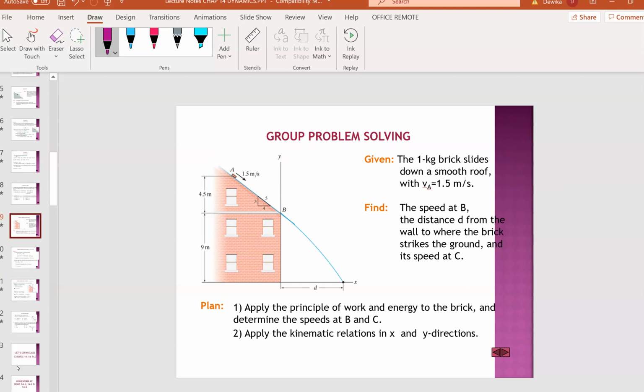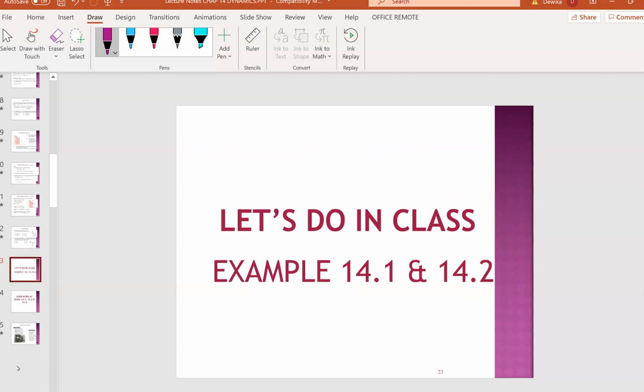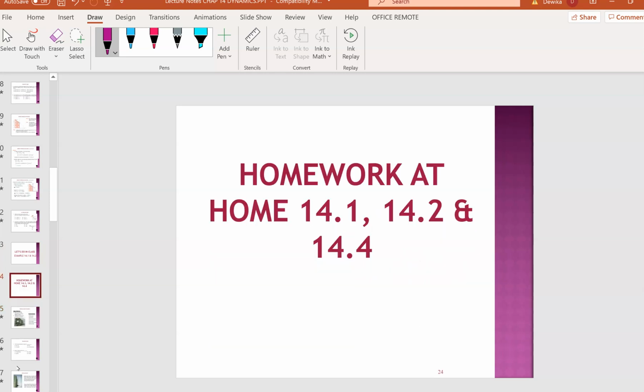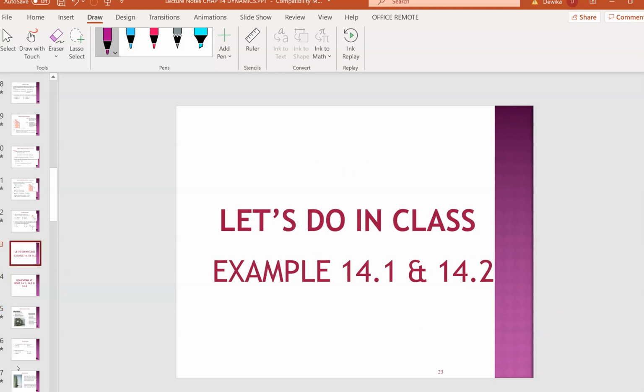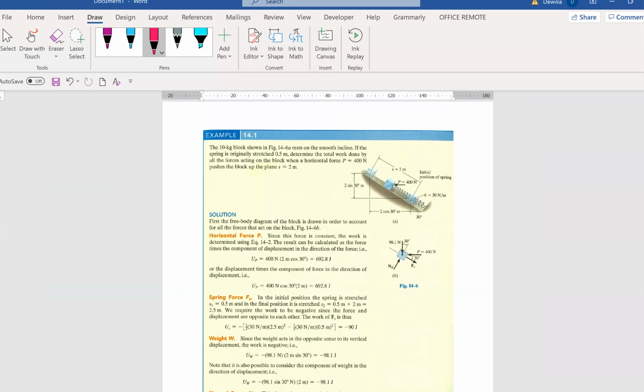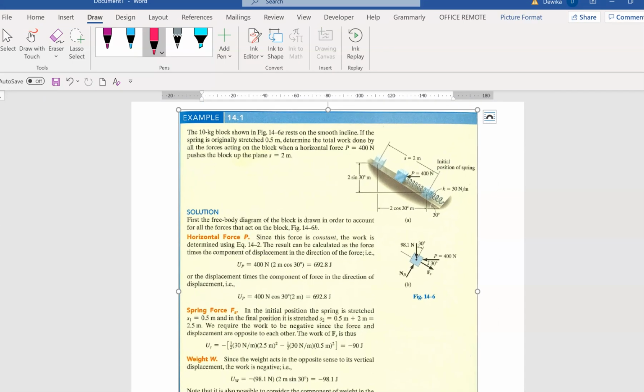Okay, so now let's solve an example. As usual, I'm going to skip the example on the slide and go straight to the example in the textbook. I've snipped the example. Let's look at this good example. This example actually covers everything.